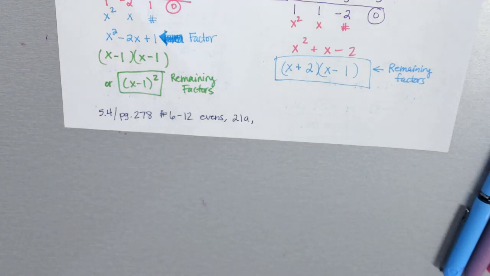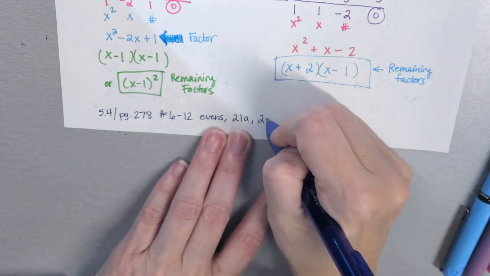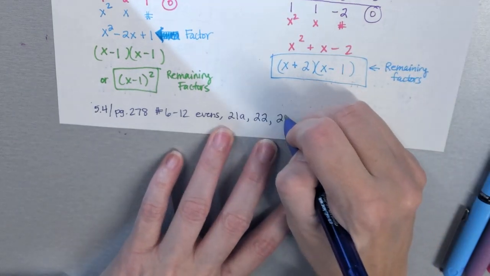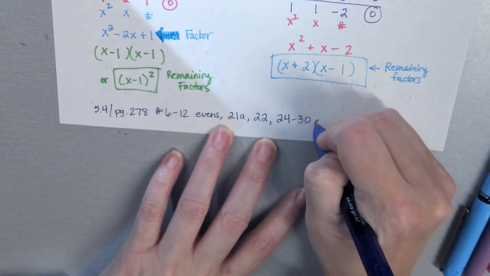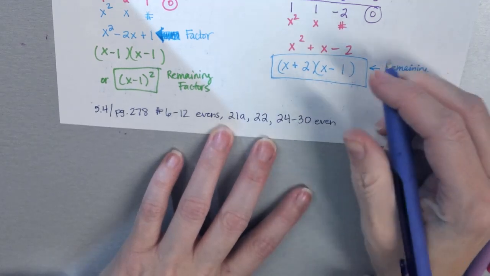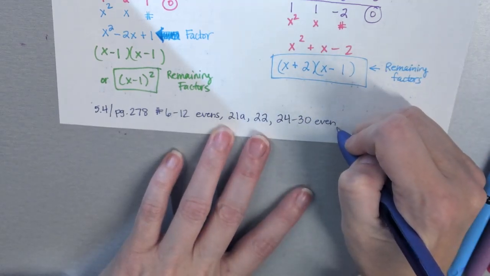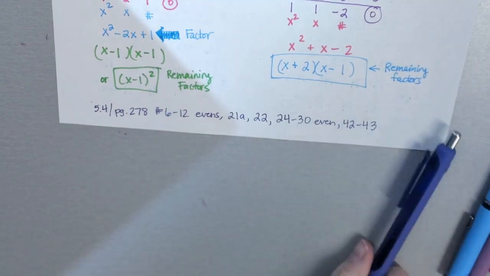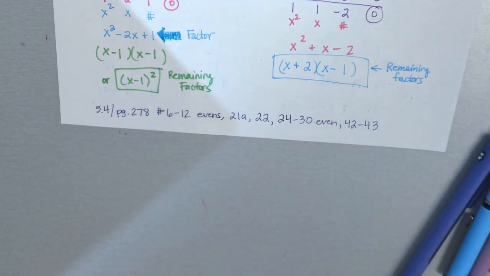For 21, there are multiple parts. You only have to do A. Okay, so don't do any other parts besides A. Okay, and then 24 through 34, just the evens. 24 through 30 are the evens.